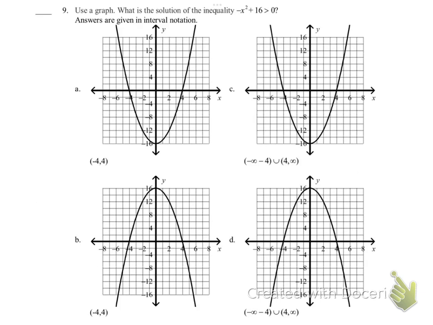All right, here we go. Use a graph. What is the solution of the following inequality? So negative x squared plus 16, that graph there, it already eliminates answers A and C because that negative reflects it over the x-axis. So then from there, we're looking at where it's greater than 0. So we're looking at where it's above the x-axis. So B, that domain is negative 4 to 4, and that's above the x-axis. So B is our answer. If you look at D, it's negative infinity to negative 4, which is below, and then 4 to infinity, which is below.